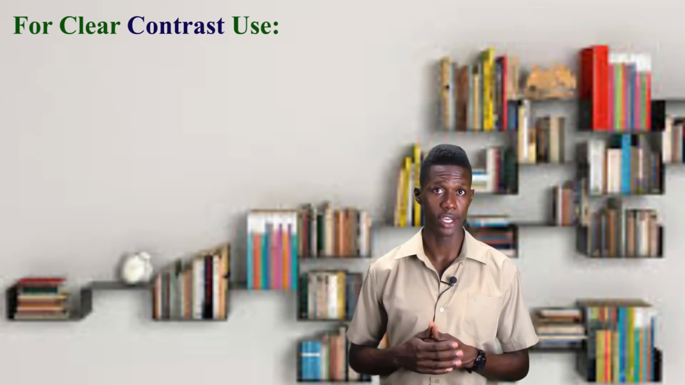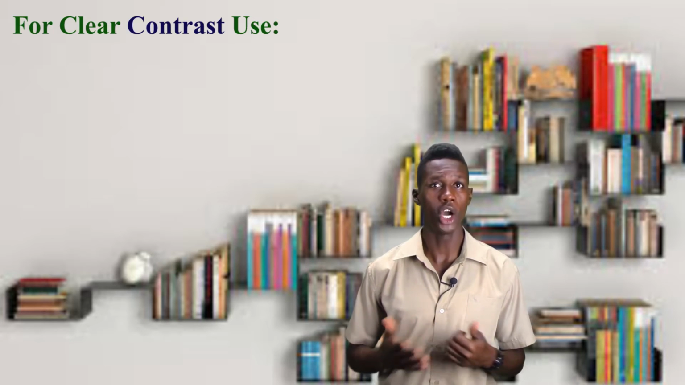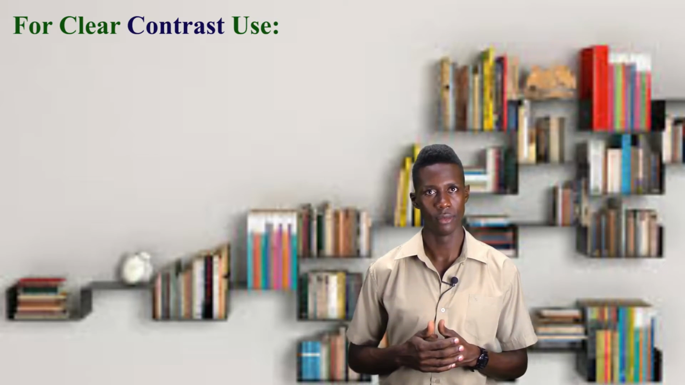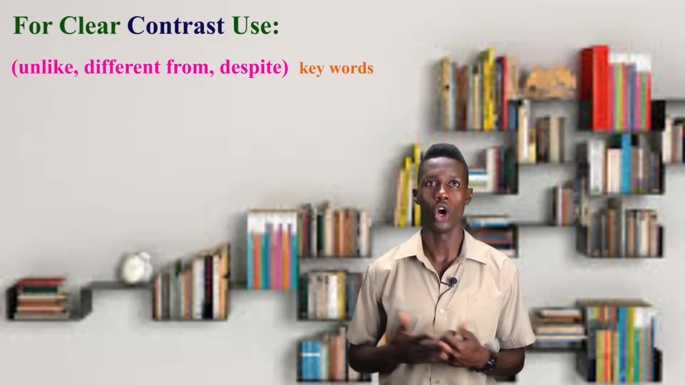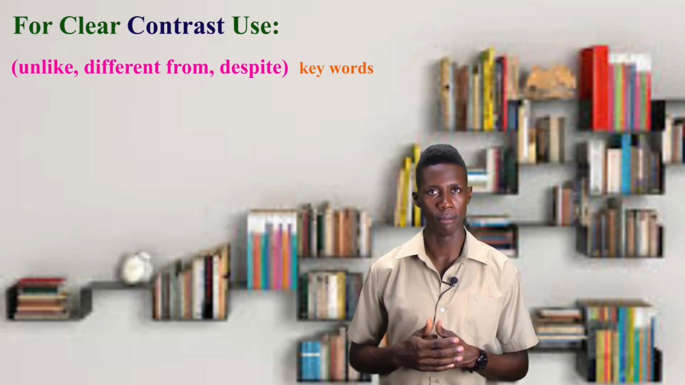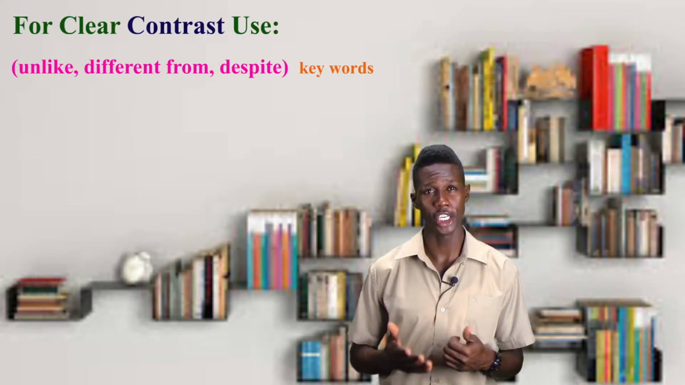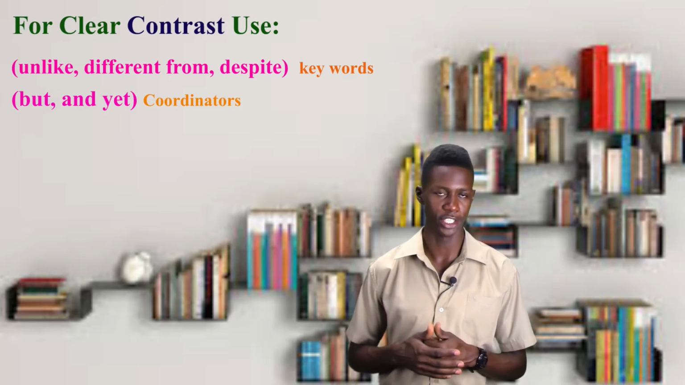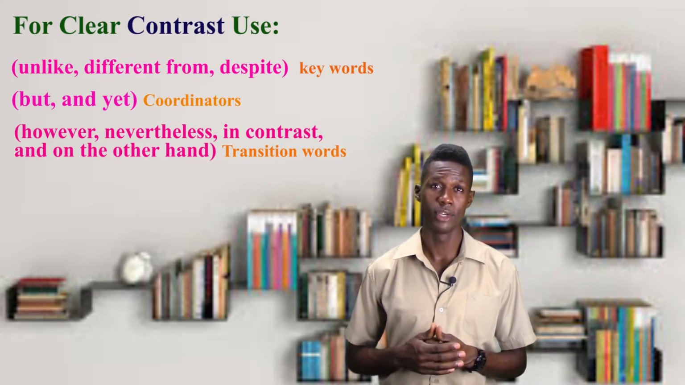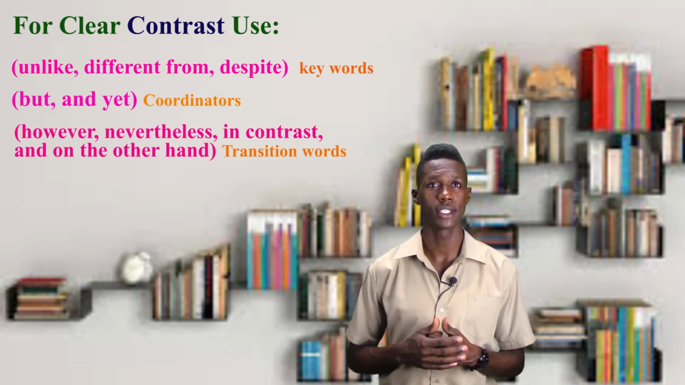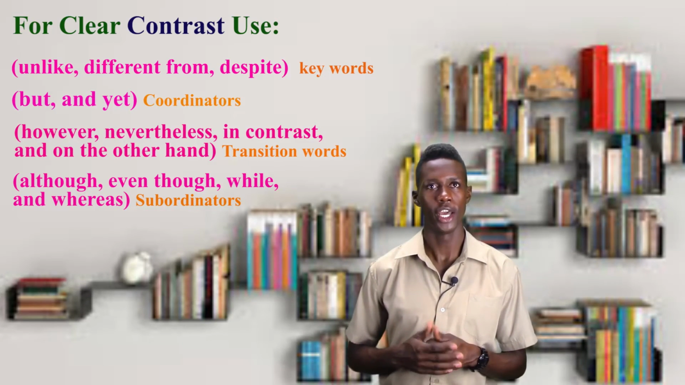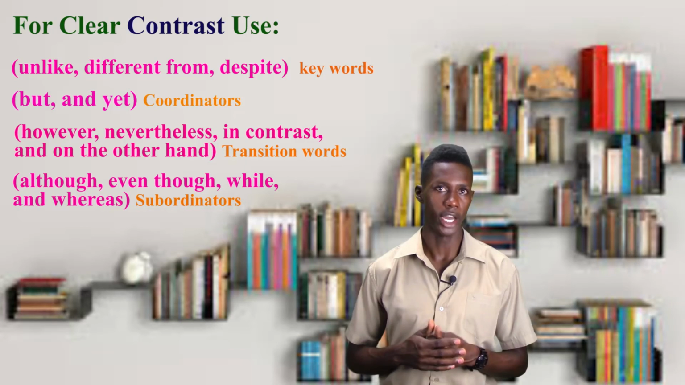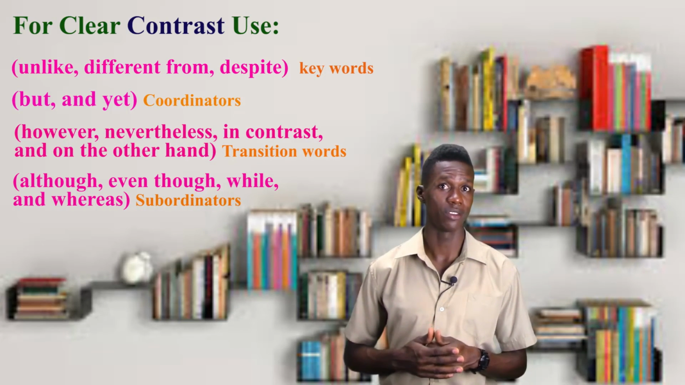To provide contrasts or differences smoothly, we also need to be coherent. Words and terms like unlike, different from, and despite are keywords, but and yet work well as coordinators. However, nevertheless, in contrast, and on the other hand work well as transition words. And although, even though, while, and whereas work well as subordinators.